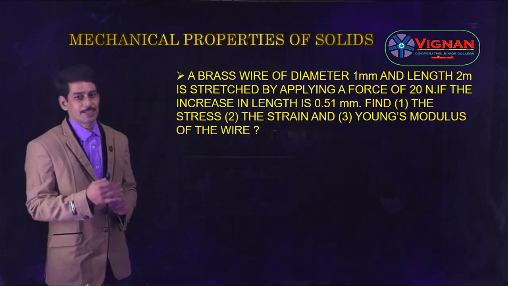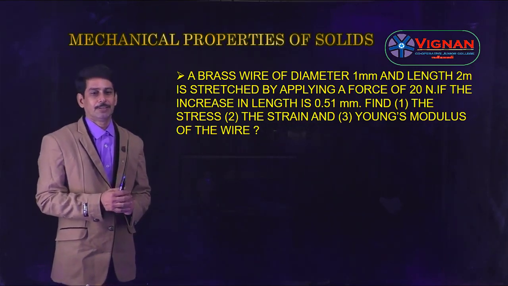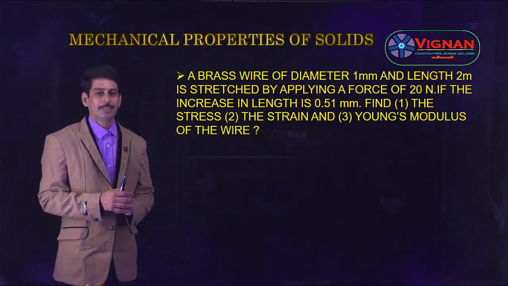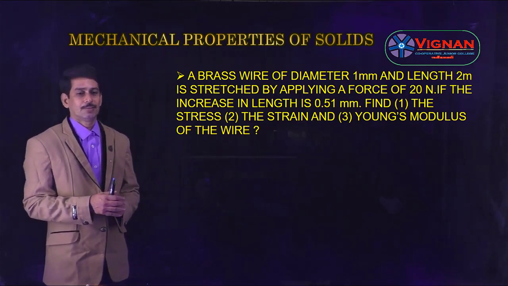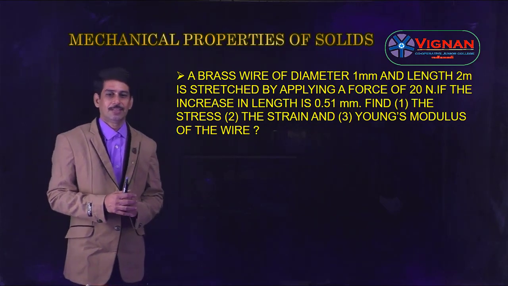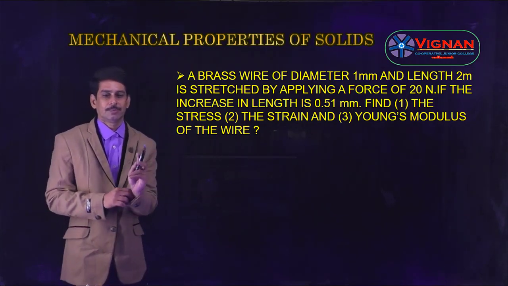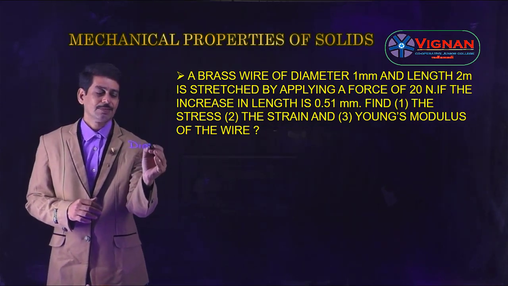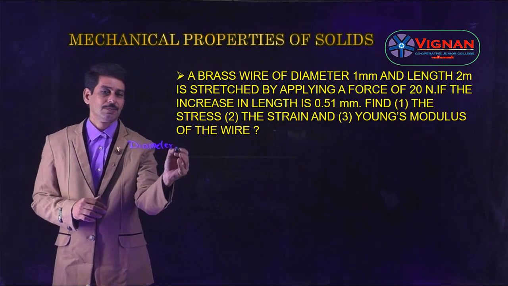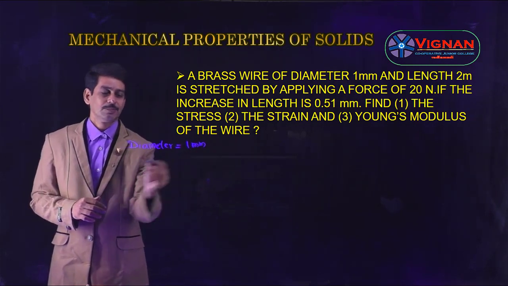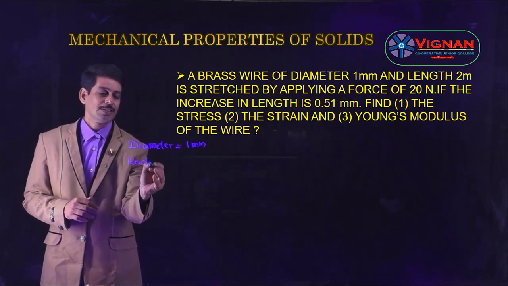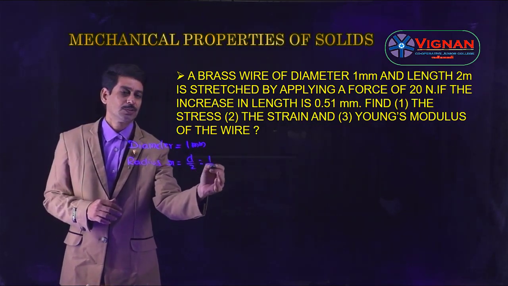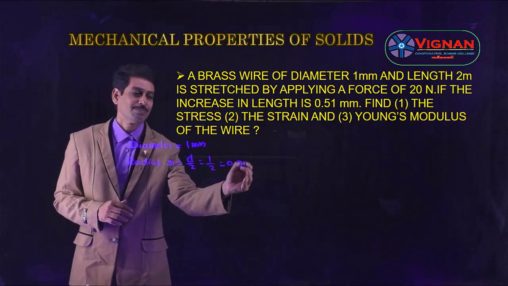The problem is given as a brass wire of diameter 1 millimeter and length 2 meters stretched by applying a force of 20 Newton. If the increased length is 0.51 millimeter, find the stress, strain, and also the Young's modulus of the wire. So see the data. The diameter is given as 1 millimeter. From the diameter we get the radius, r, which is diameter by 2, equal to 1 by 2, that is 0.5 millimeter.